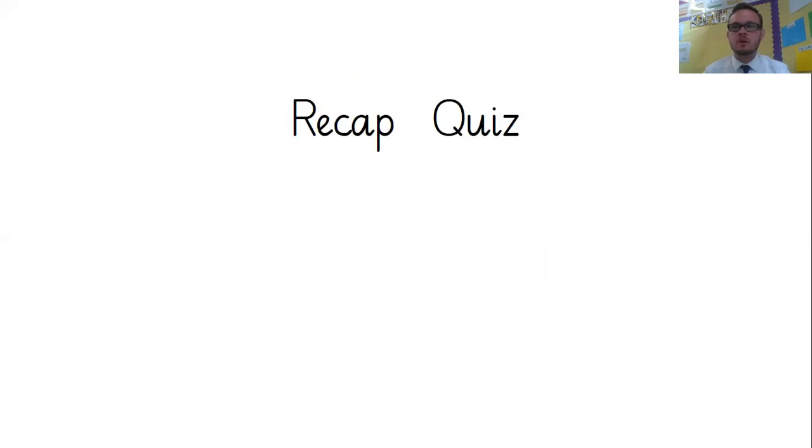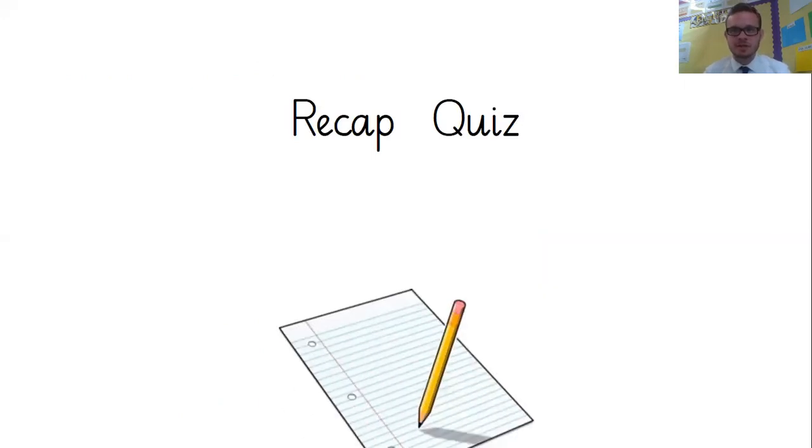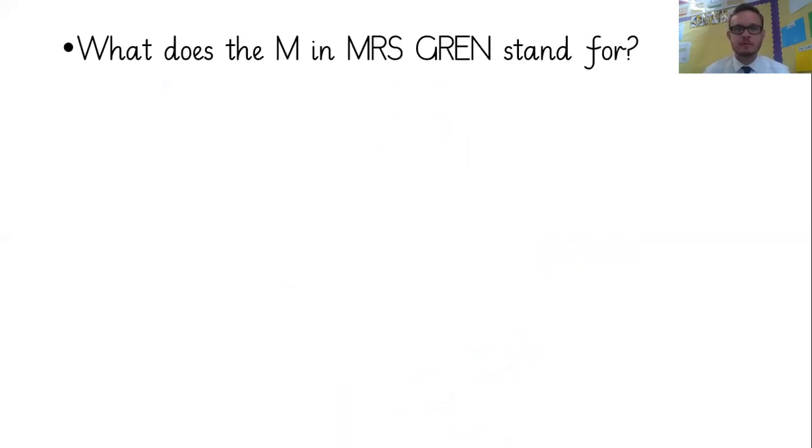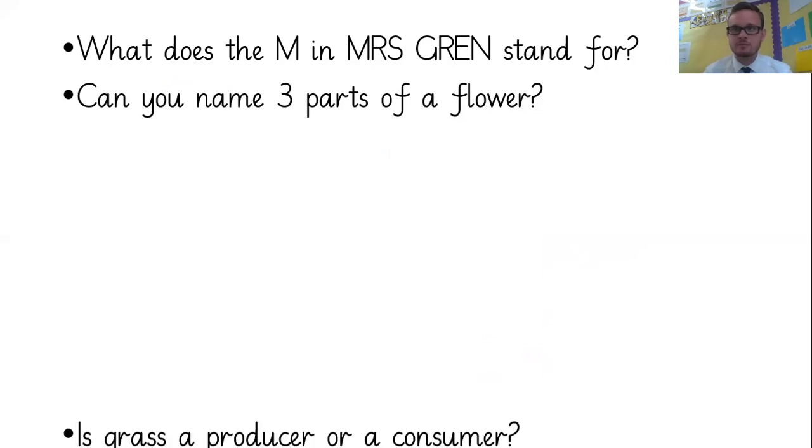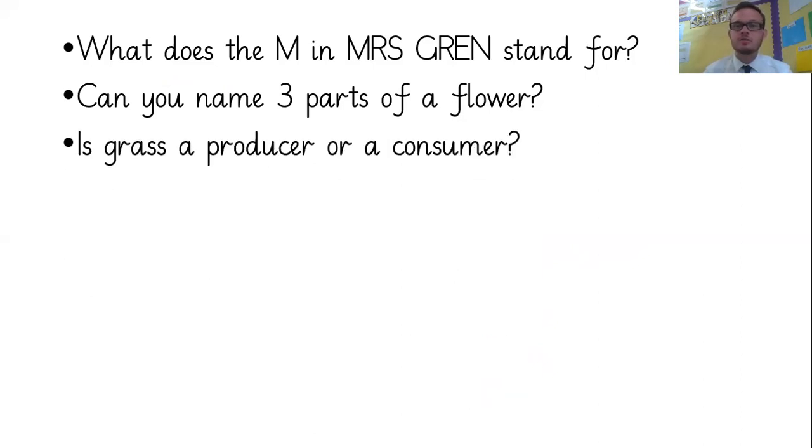Okay, so quick recap to start. See what you can remember from our last few lessons. Make sure you've got a pencil and paper ready. Okay. What does the M in Mrs. Gren stand for? Next question. Can you name 3 parts of a flower? Next, is grass a producer or a consumer in the food chain?